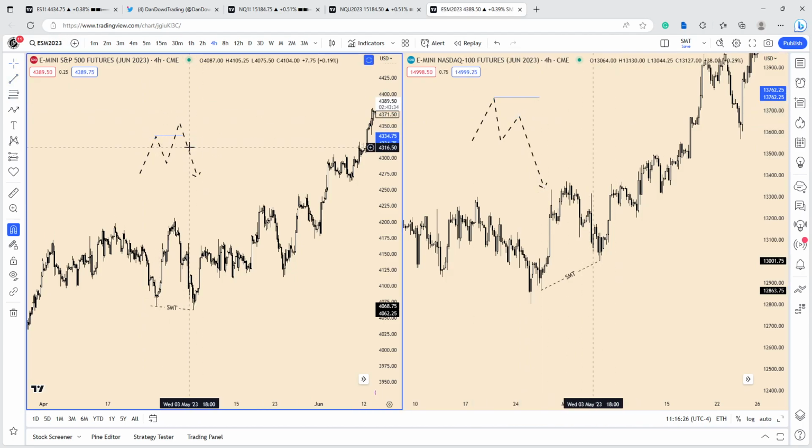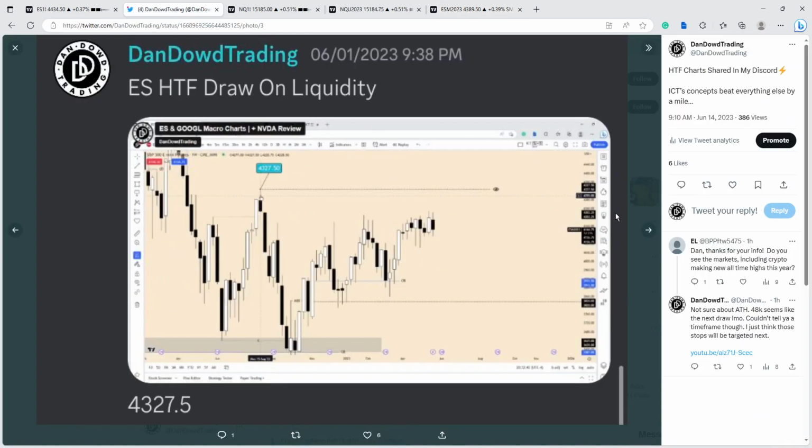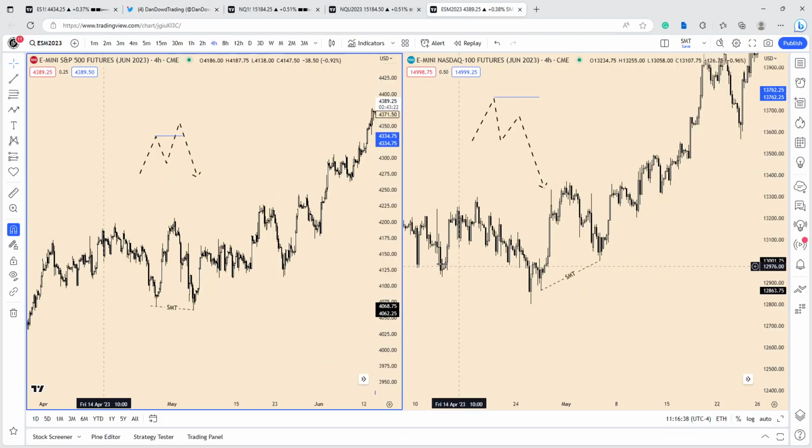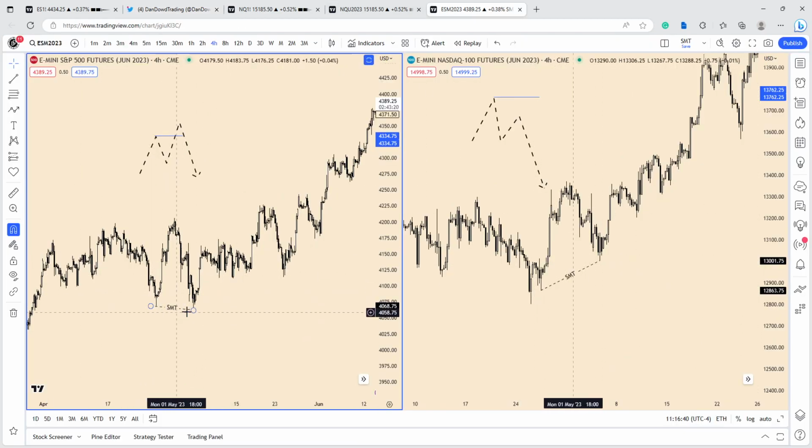This is SMT divergence. You can't look at it alone. You already need a bias as to why, and a narrative as to why price should go in that direction. We had that here. So because we had that, the SMT divergence is just confirmation of that previous analysis.